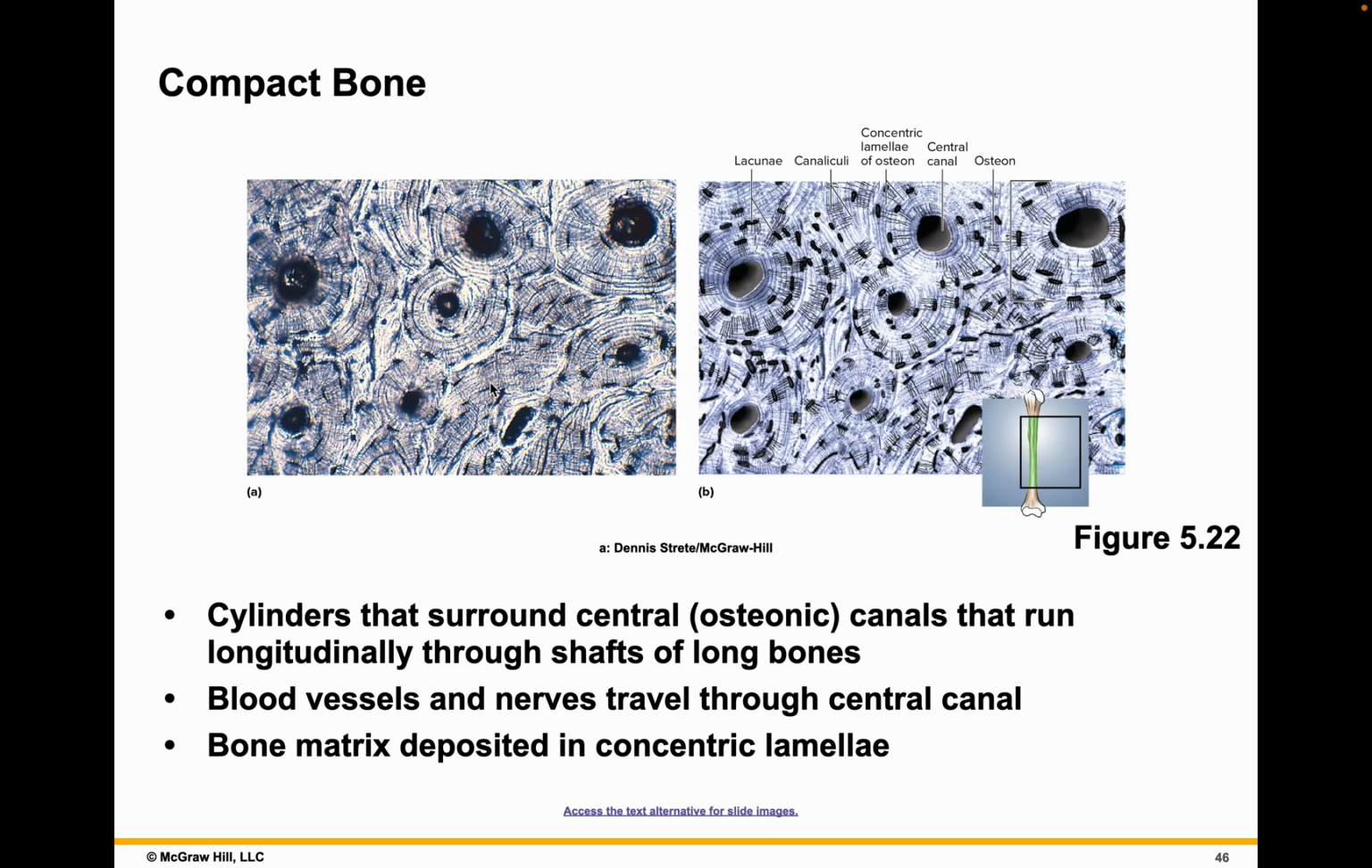Here you see those layers of osteons, the cylinders that surround the osteonic canal that runs longitudinally down the shaft of long bones.